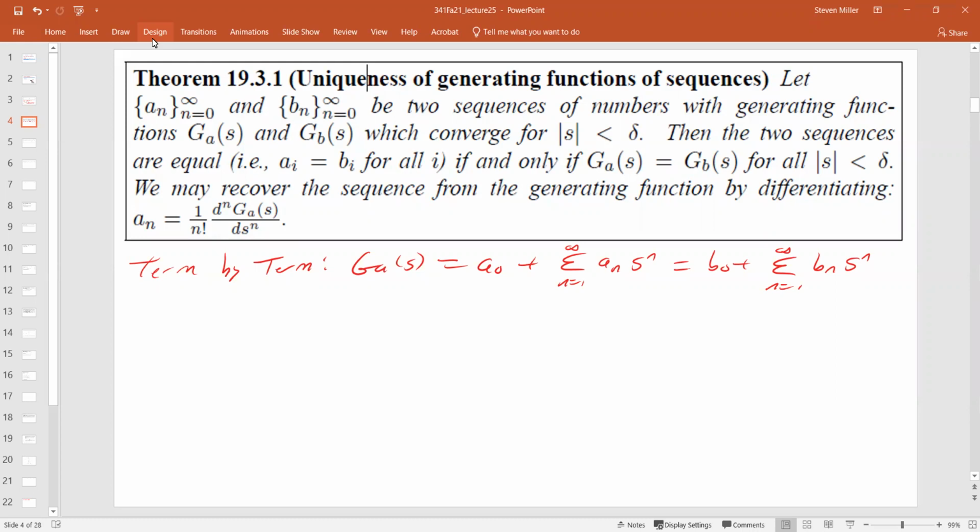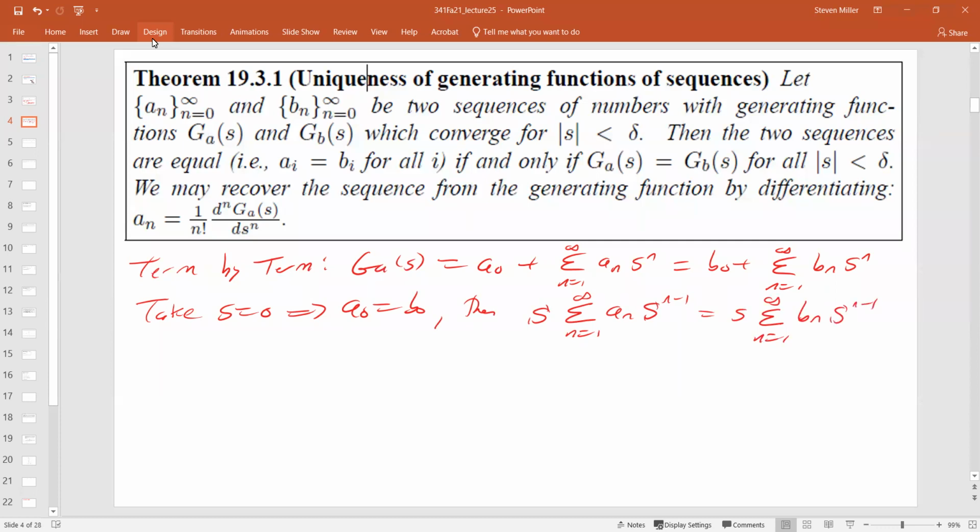1 is a reasonable try, but we don't know that it converges at 1. There's only one value we know where it converges: 0. So if we take s equals 0, what does the left-hand side become? a_0. What does the right-hand side become? So if we take s equals 0, that yields a_0 equals b_0. And then we get s times the sum from n equals 1 to infinity of a_n s^(n-1) equals s times the sum from n equals 1 to infinity of b_n s^(n-1).